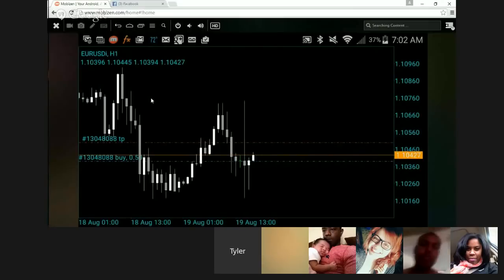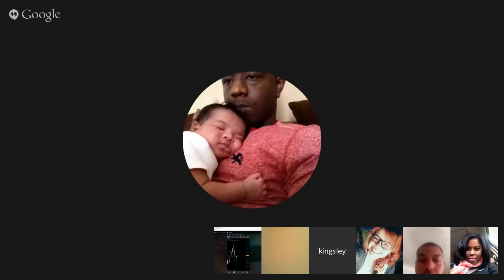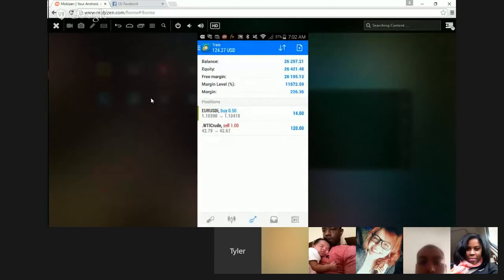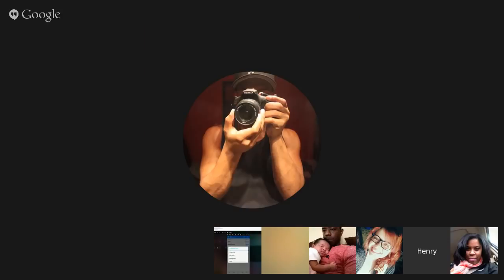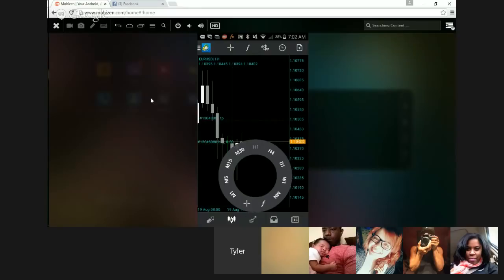So let's check on these positions really quick. That one was a winner, and this one is a winner. They're both winning positions. There's the oil, we see it traveling on its way. Here's this euro buy, and you see this thing. Well, trying to, I don't know what it's doing right now.